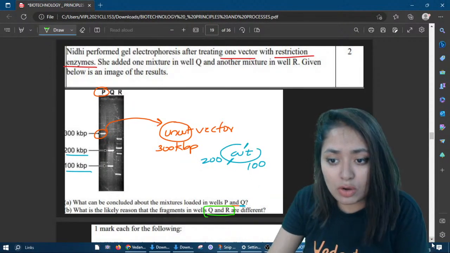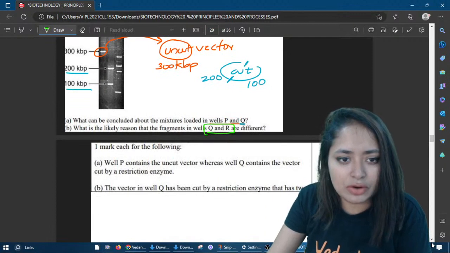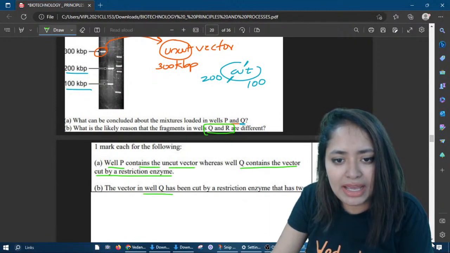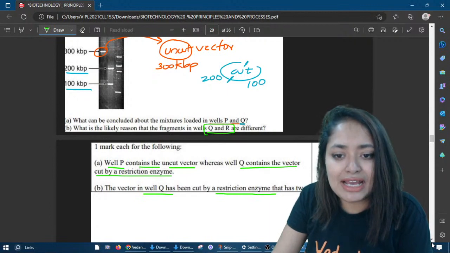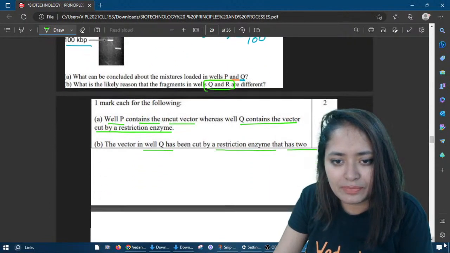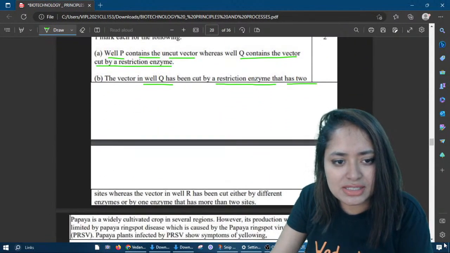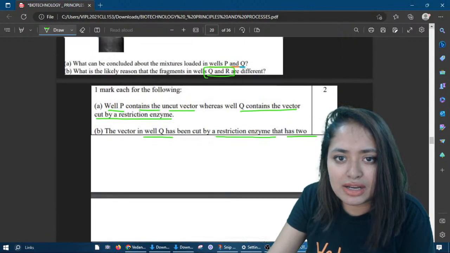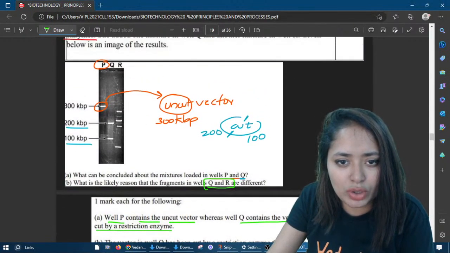R is so broken because, see, this is the answer, children, this is how you have to write. Well P contains uncut vector, whereas Q contains vector cut by restriction enzyme. Vector in the well Q has been cut by a restriction enzyme that has two sites only, whereas vector in well R has been cut either by different enzymes or by one enzyme that has more than two sites. So, yahan pe alag restriction enzyme use karke cut hua tha, to do hi cut hua.